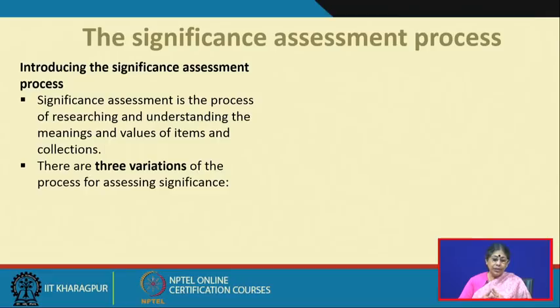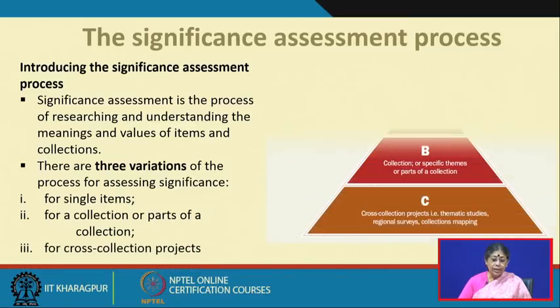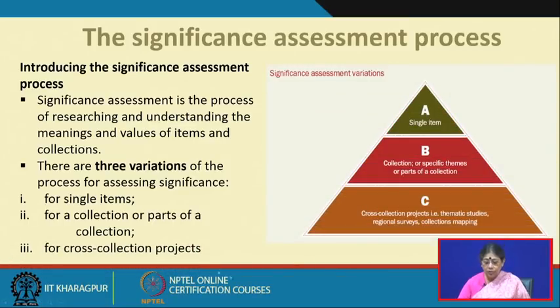There are three variations of the process of assessing significance. Let us see what the three variations are. The first possibility is that it can be for single items. The second, it can be for a collection or parts of a collection. Third, for cross-collection projects.